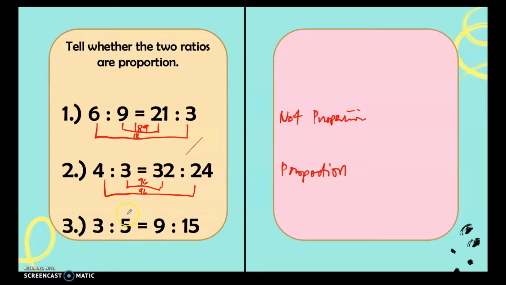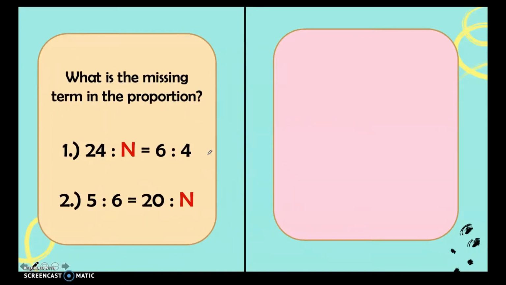Next, we have 5 times 9, that is 45, then 15 times 3 is also 45. Then these two ratios are a proportion. So that's how you check if two ratios are a proportion, by multiplying the means and multiplying the extremes and comparing them to each other.